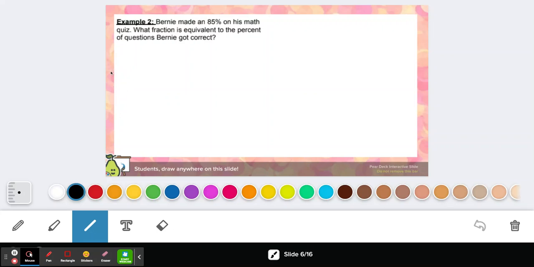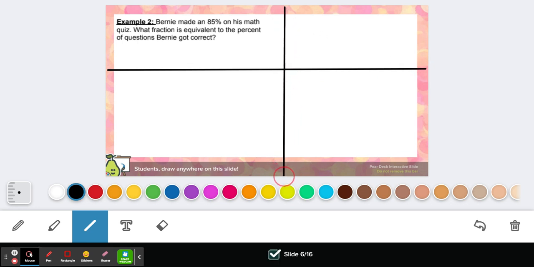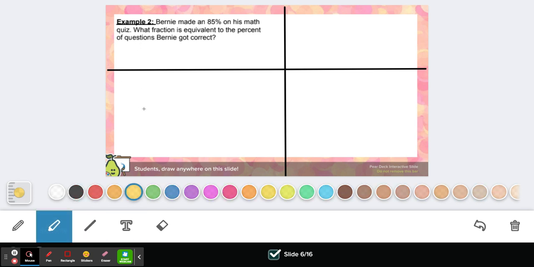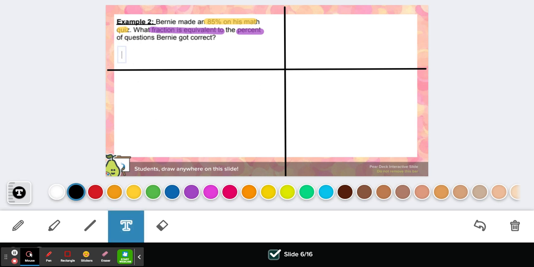All right, so we're going to look at example 2 right here. It says that Bernie made 85% on his math quiz. What fraction is equivalent to the percent of questions Bernie got correct? Before we change anything, let's figure out our important information, which is he made an 85% on his math quiz. So what we need to figure out is the fraction that is equivalent to the percent of questions he got correct. So let's change our question to an answer.